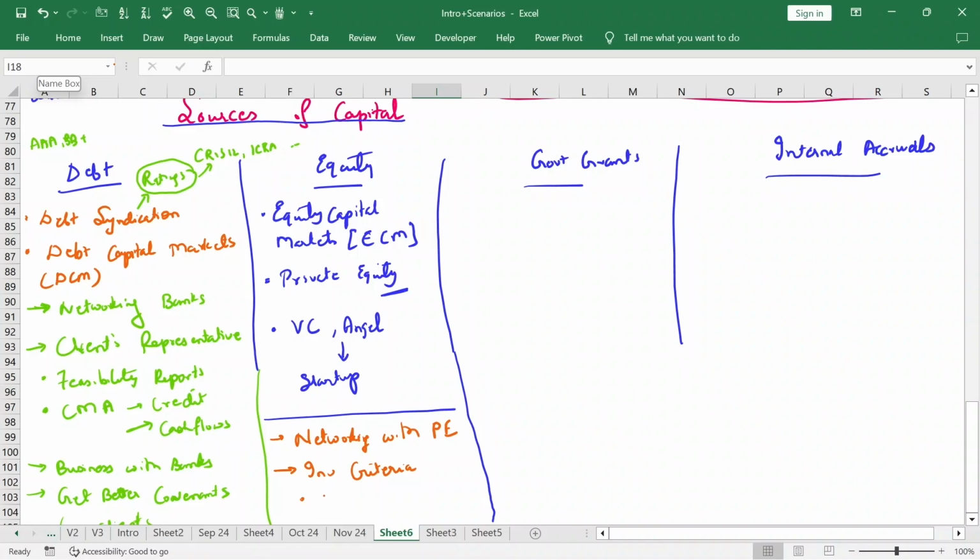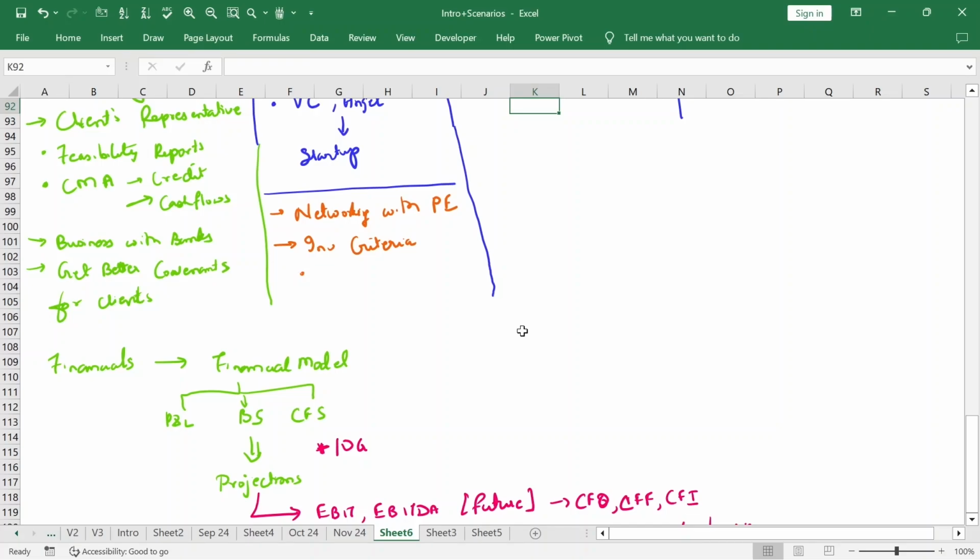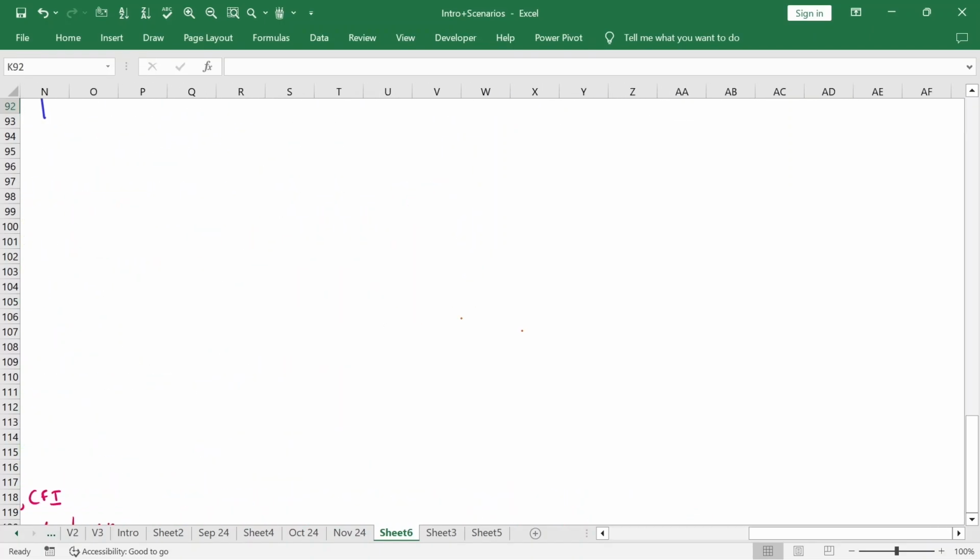I'm just giving you one example here. Let me write it in this space. Private equity investment criteria. A private equity typically says, okay, I am going to invest only in the healthcare sector.